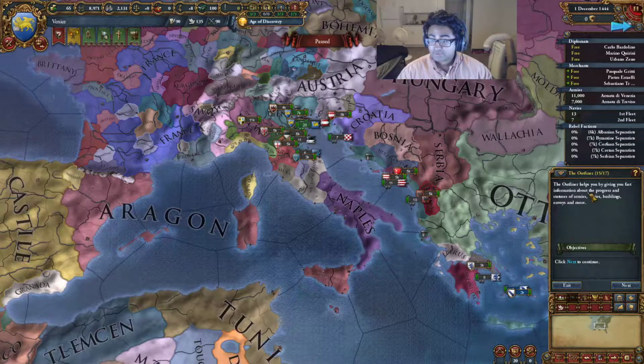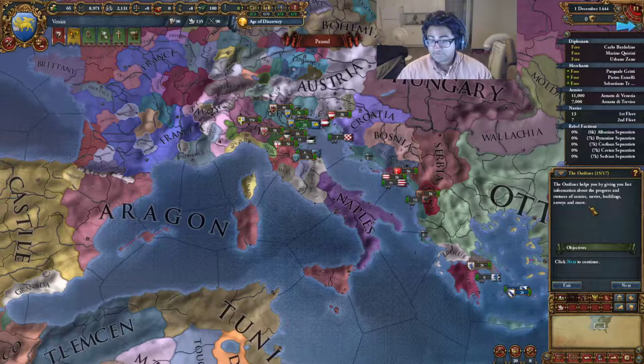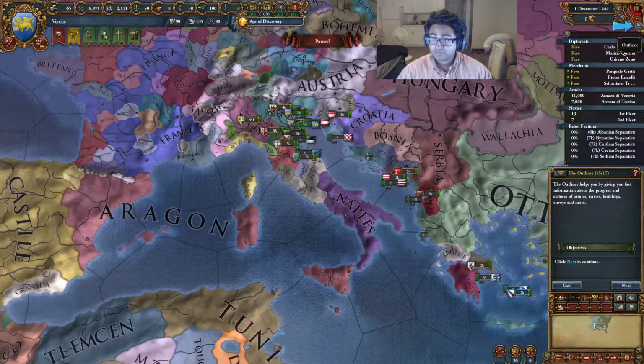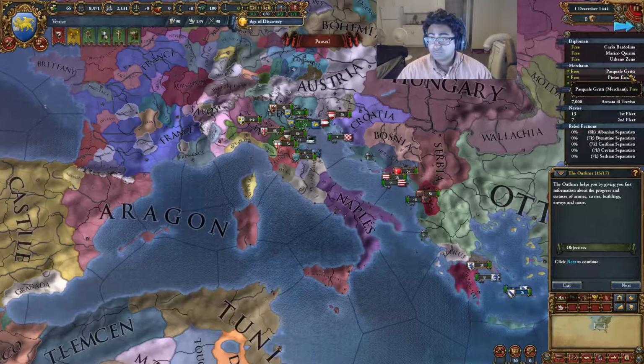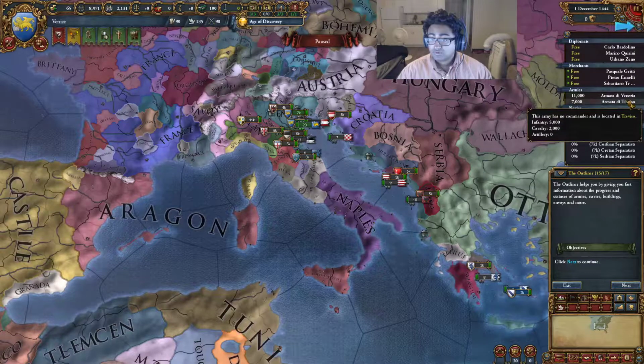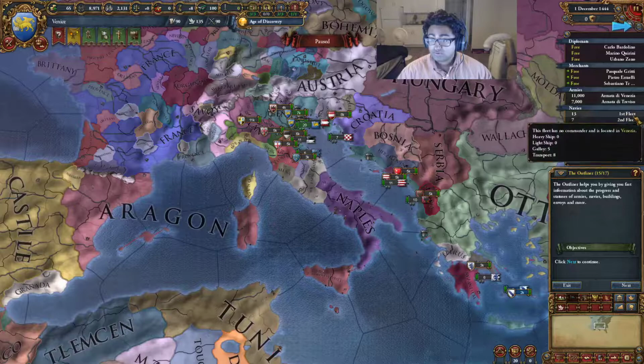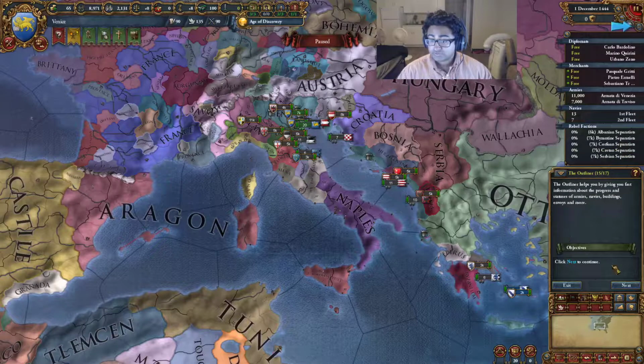The Outliner helps you by giving you fast information about the progress and statuses of armies, navies, buildings, envoys, and more. Awesome. Very cool.